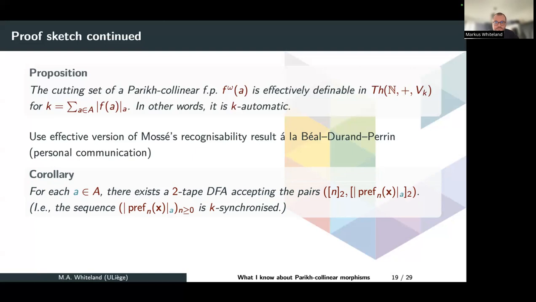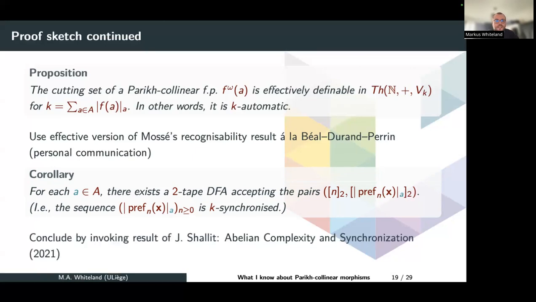I won't go to the definition any further, but this is essentially enough because we can now use a result of Jeff saying that the abelian complexity function will then be automatic. So yeah, I've brushed over a lot of details. I'll invite you to read the papers to see the interesting details of the proof.